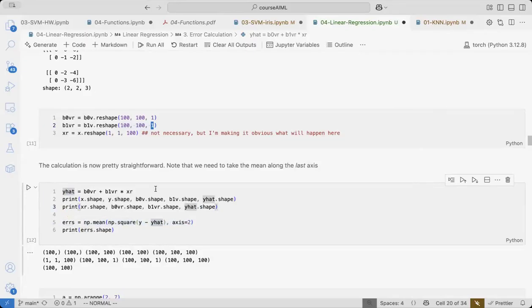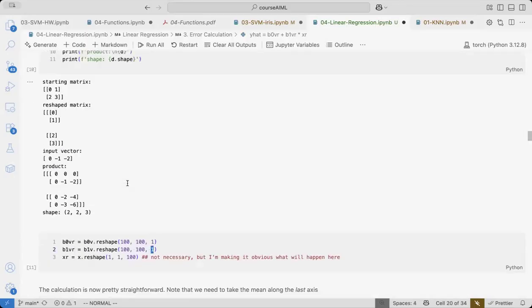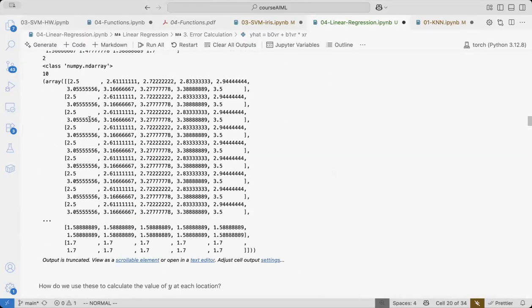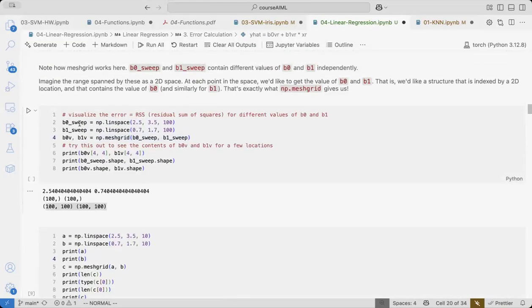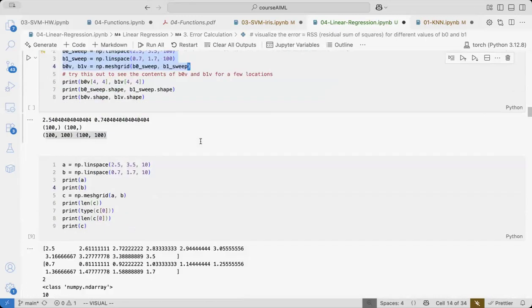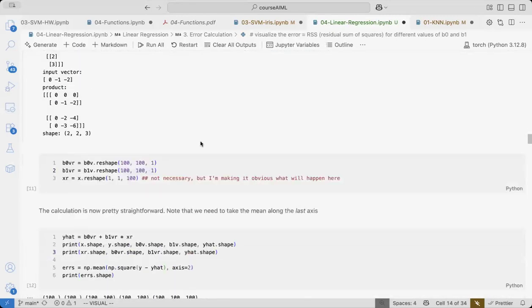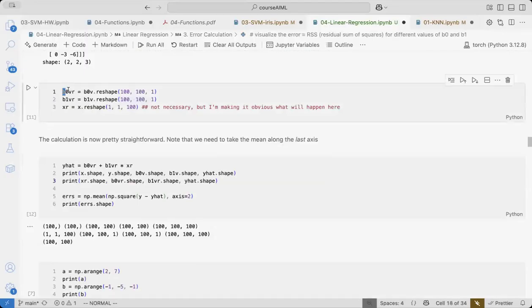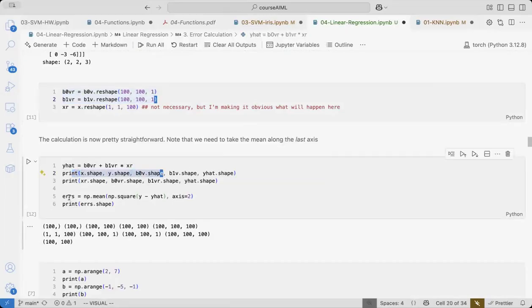Right? So this is the beauty of mesh grid plus broadcasting. Even though it's spread out, it's essentially I take a range of values and I do the mesh grid. And then I reshape them. And then I do B0 plus B1 times X. And np.mean, np.square, y minus y hat.